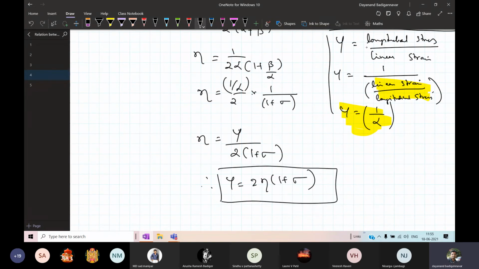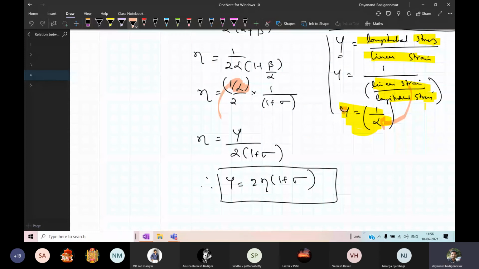Now this step I will tell you again. Young's modulus is equal to longitudinal stress divided by linear strain. Now I have rearranged it: linear strain divided by longitudinal stress. Strain by stress is nothing but alpha. So therefore I can replace Y wherever I have it with 1 by alpha. So here I have 1 by alpha, therefore 1 by alpha is replaced with Y. So this is the relation that you wanted.